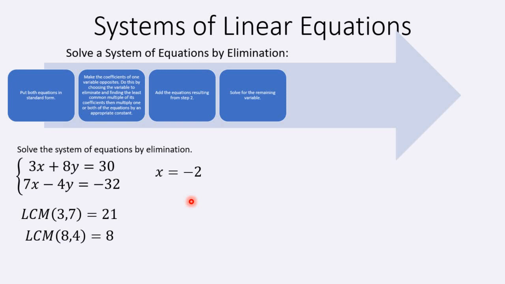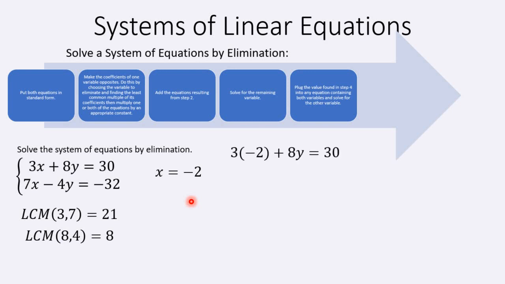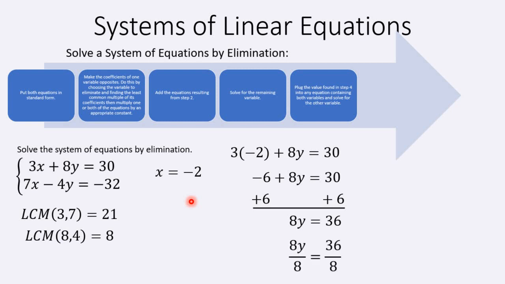And the equation I'm choosing is 3x. I'm going to put in negative 2 for x, then plus 8y is equal to 30. I'm going to solve this. First, I'm going to do that multiplication. 3 times negative 2 is negative 6. Plus 8y equals 30. I add the 6 to both sides. When I add the 6 to both sides, I get 8y is equal to 36. Then I divide both sides by 8. So y is equal to 9 over 2.